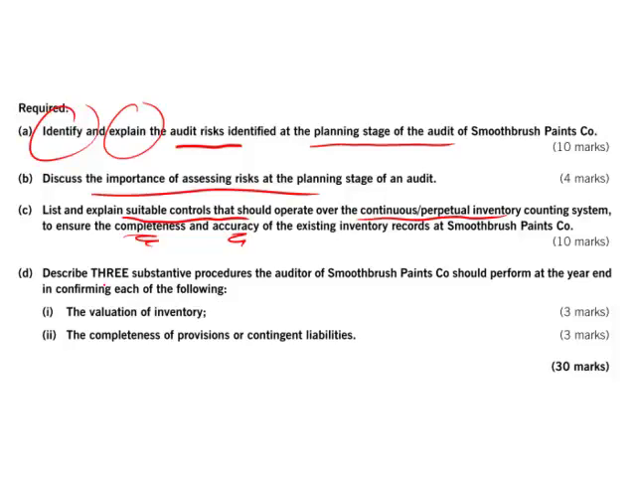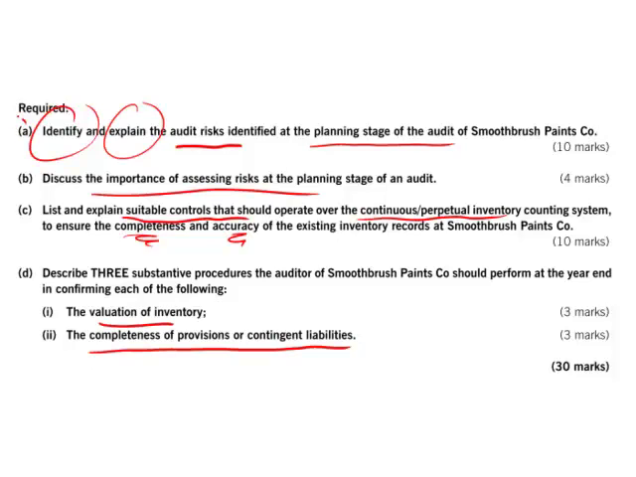Part D asks you to describe 3 substantive procedures that should be performed at year-end to confirm the valuation of inventory and the completeness of provisions or contingent liabilities. Note that the very last one on contingent liabilities is not really relating to inventory necessarily. The marking scheme there is pretty transparent. 3 marks for each of parts 1 and 2.